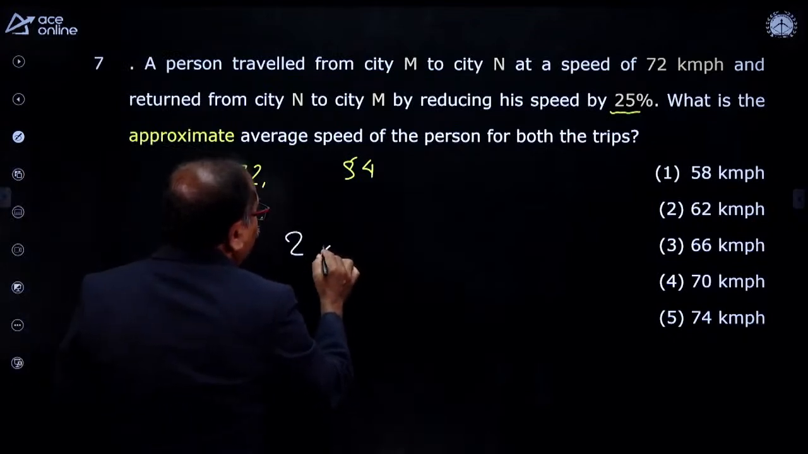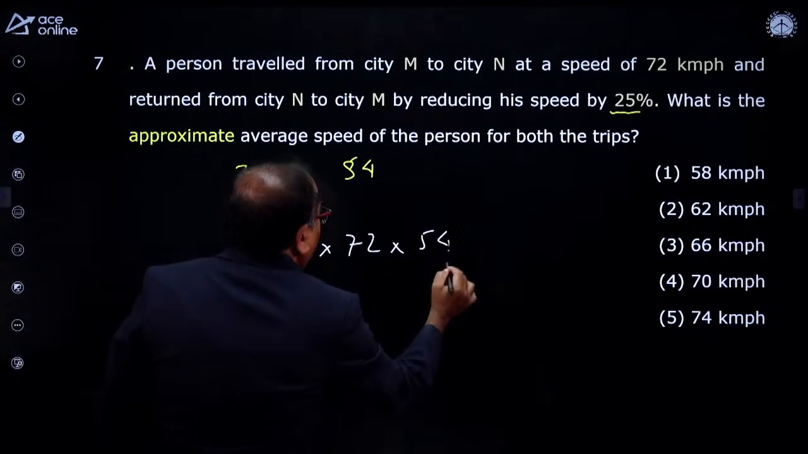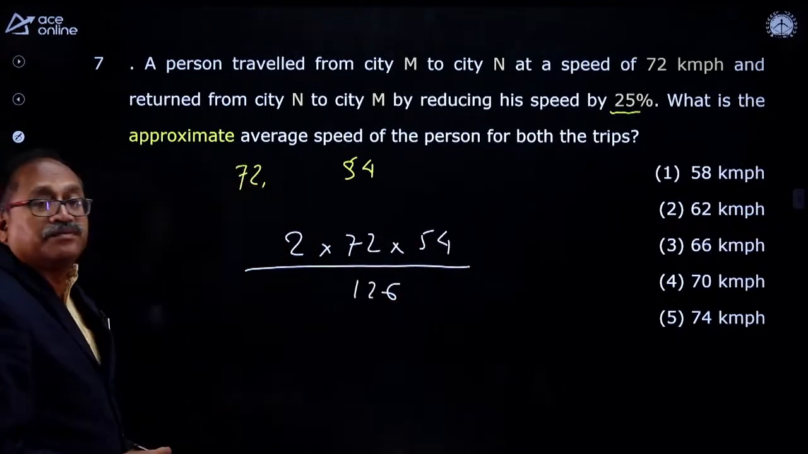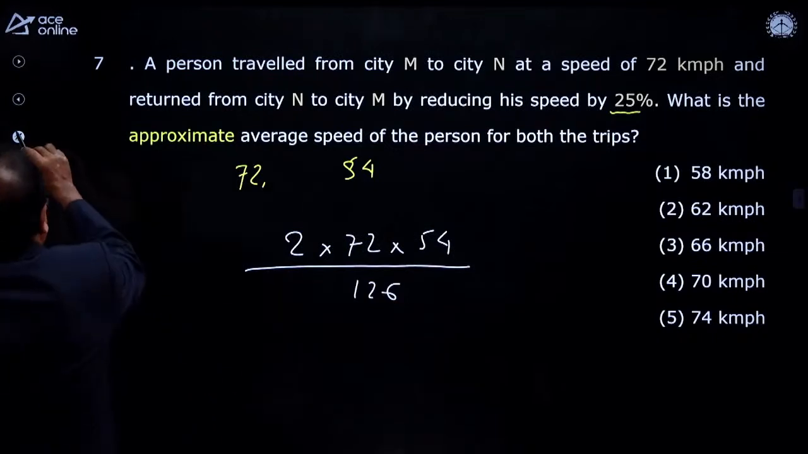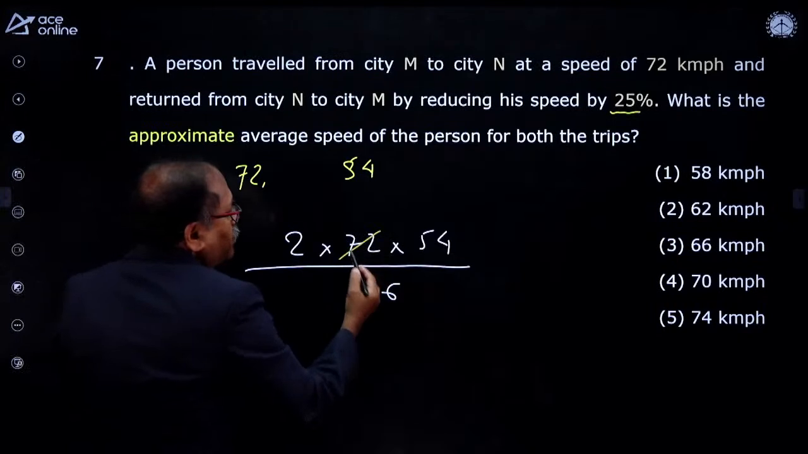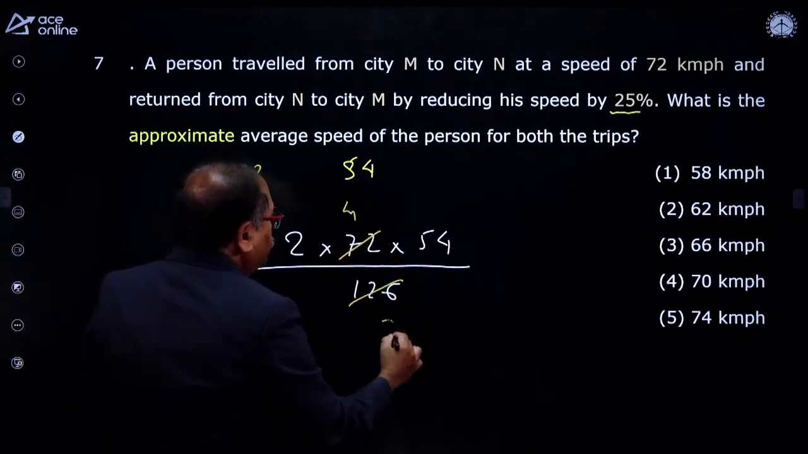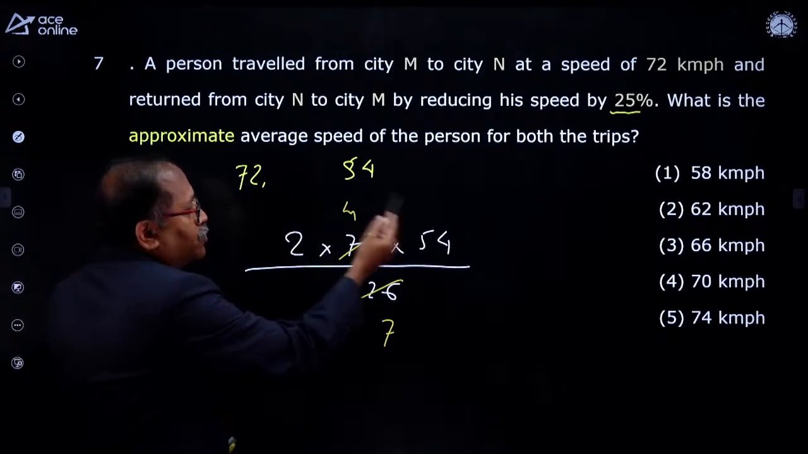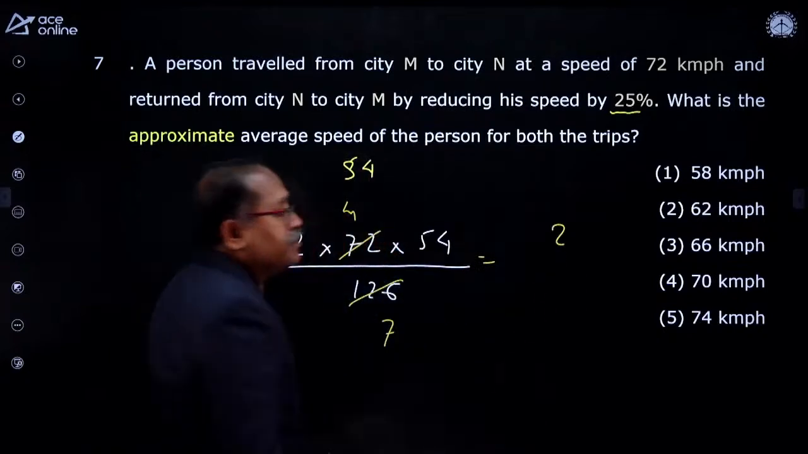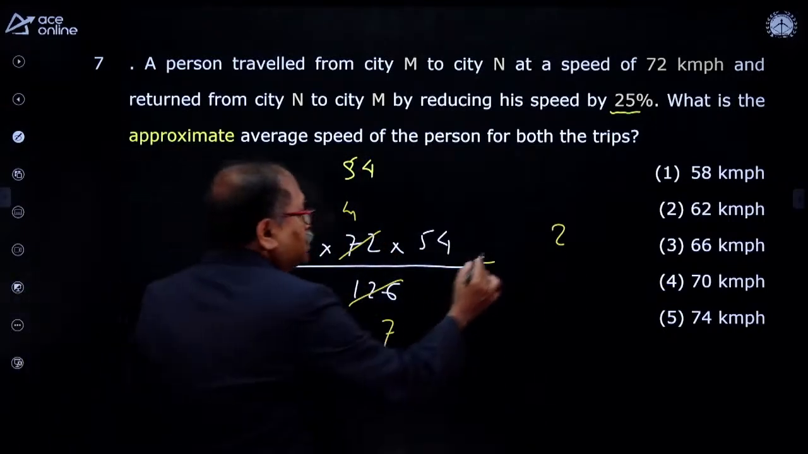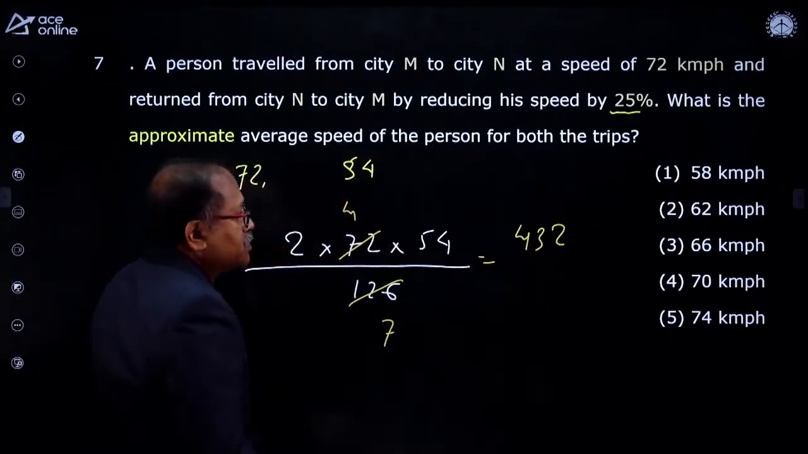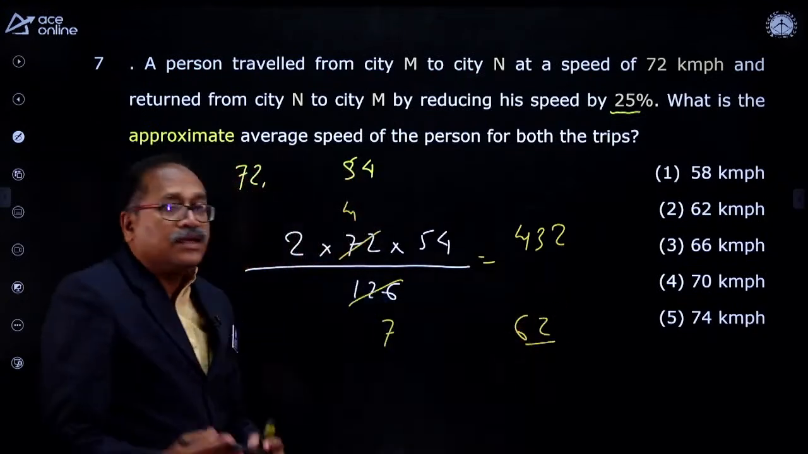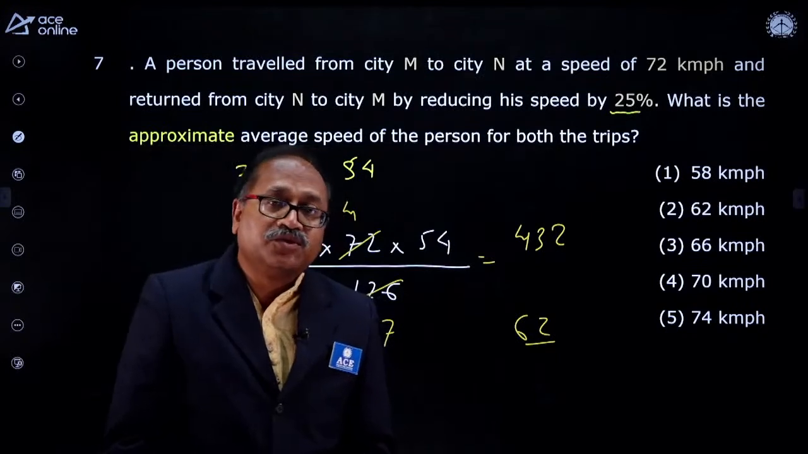That is 2AB, that is 2 into 72 into 54 by 72 plus 54, that is 126. So this number is getting cancelled by 18, 4 times, and with 18, 7 times. Is any more cancellation possible? No. So 4 times 8 is 32, carry 3, and 8 times 5 is 40 plus 3 is 43. Now when I divide this by 7, 7 times 6 is 42, and I am left with 2, so closely it is 62 times. Can I say the approximate is 62 km per hour?